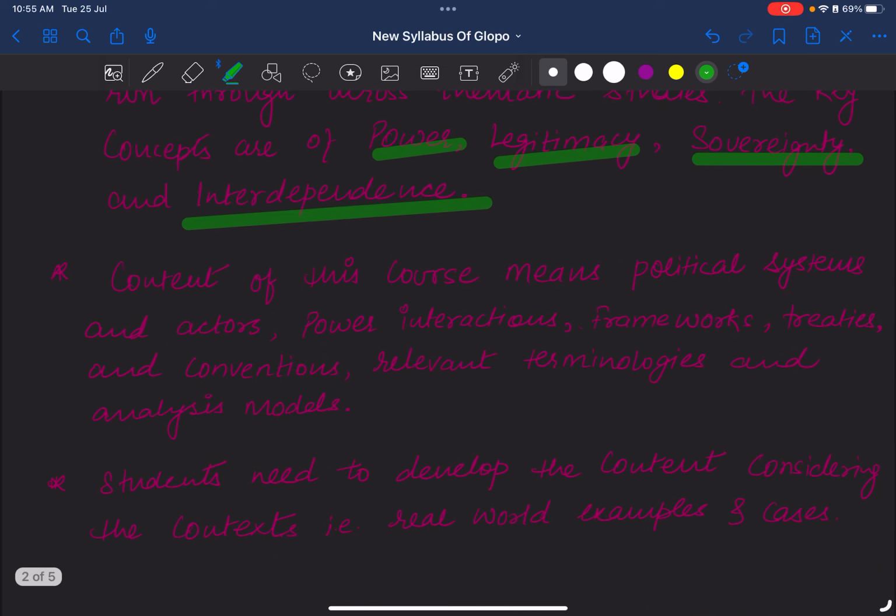Now the content of this course, what would be the content? Here again the liberty has been given to the teachers. The content of this course would be that political systems and actors would be studied by the students. Power interactions would be their framework, or treaties or conventions, whatever are relevant to the thematic studies or to the key concept that would be taught to the students. Relevant terminologies would be there and analysis models would also be covered. Clear? No big change in it.